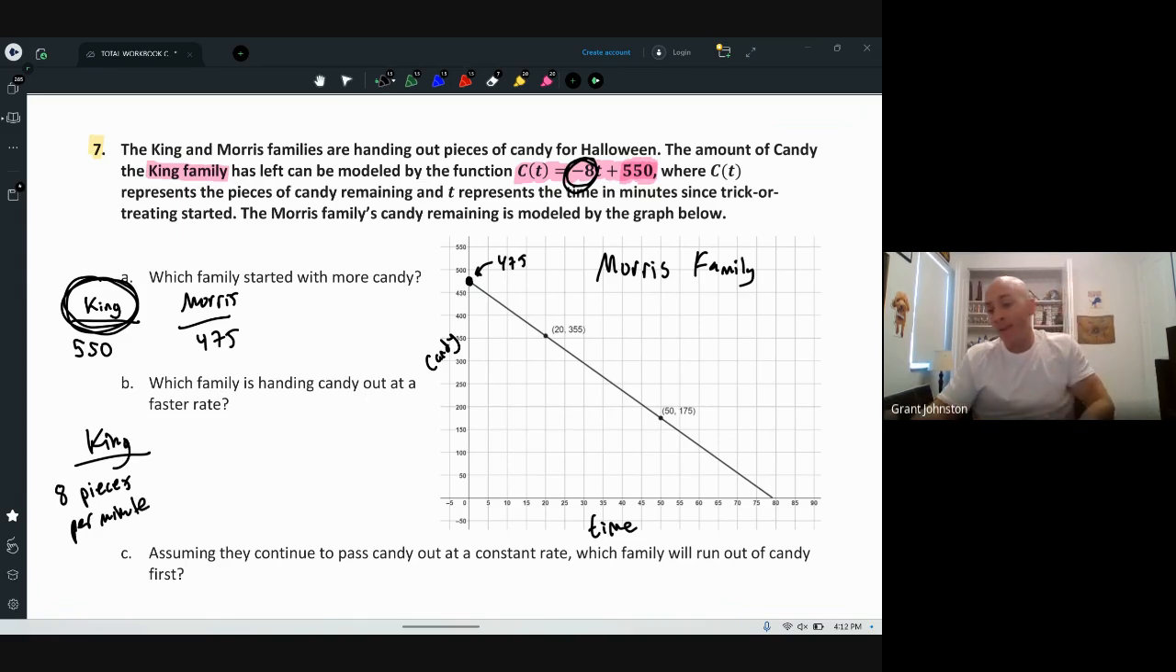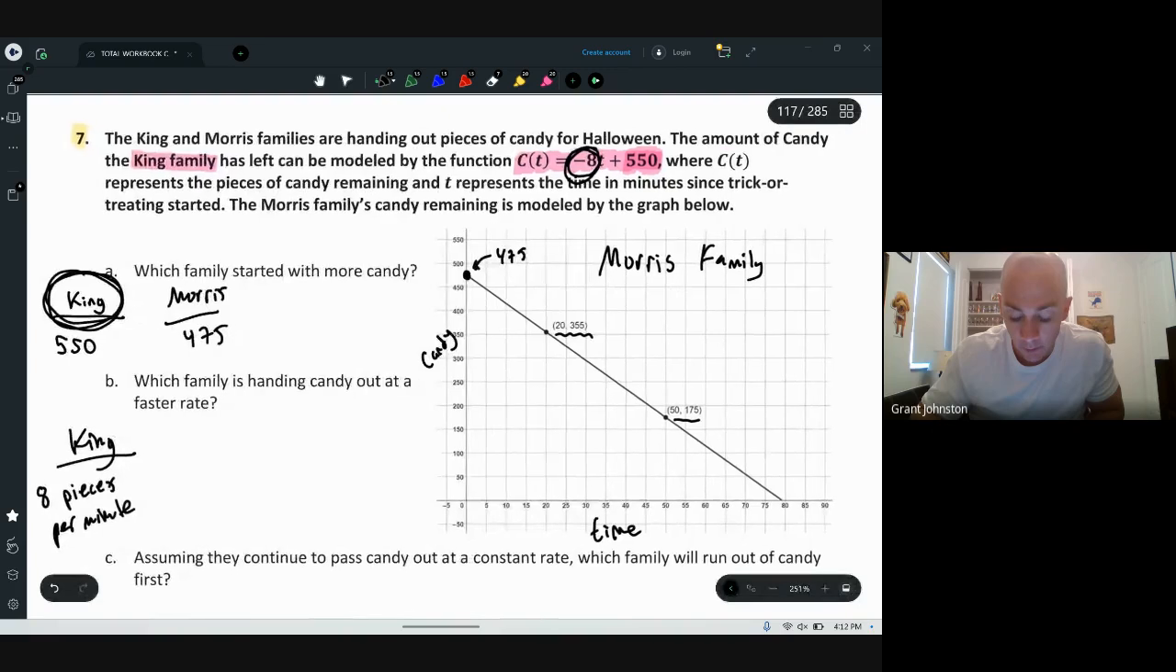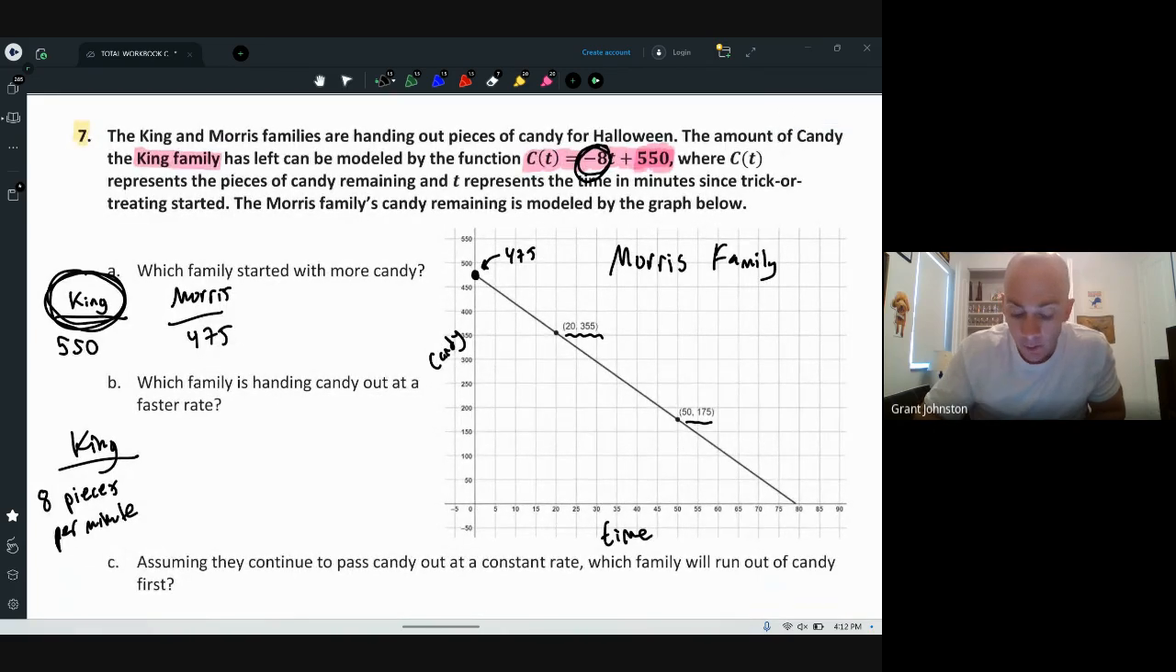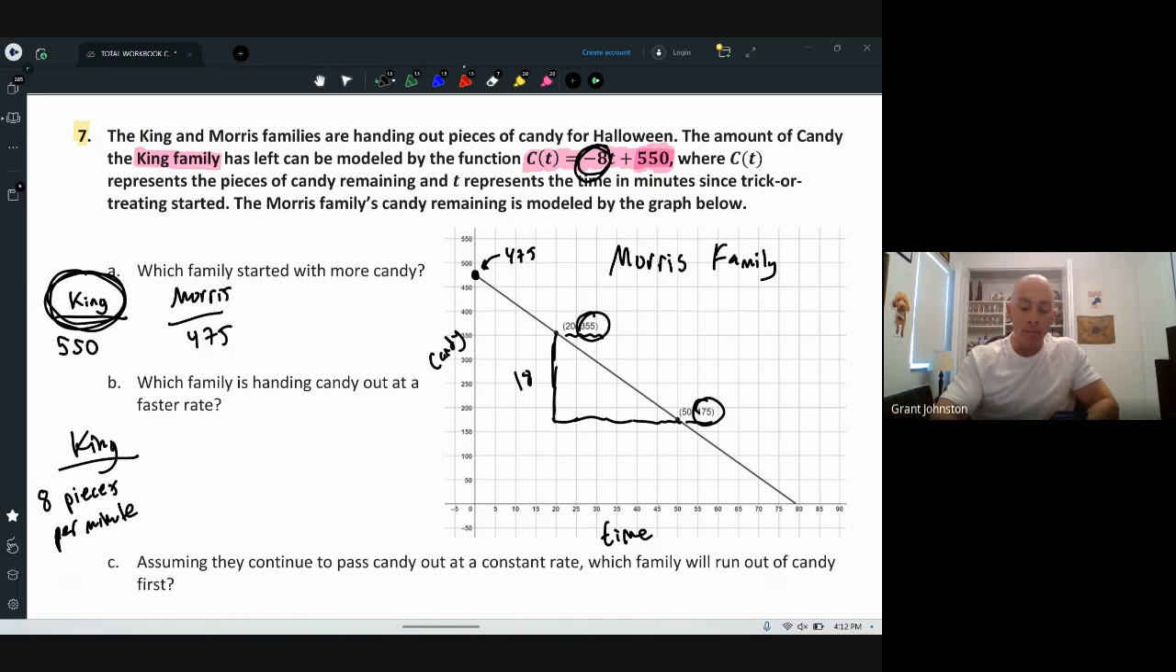But if we look at Morris, then we got to see how fast they're handing them out. Now, it kind of gave us 2 points here, so we can find that slope with those 2 points. So it goes from 355 to 175. So if I subtract those, let me just kind of create a triangle. 355 to 175, if I subtract those, 355 minus 175. And we could use the slope formula if we want, but this is 180. They're giving away 180 pieces of candy. And then from 20 to 50, 50 minus 20 is 30. Over 30 minutes.